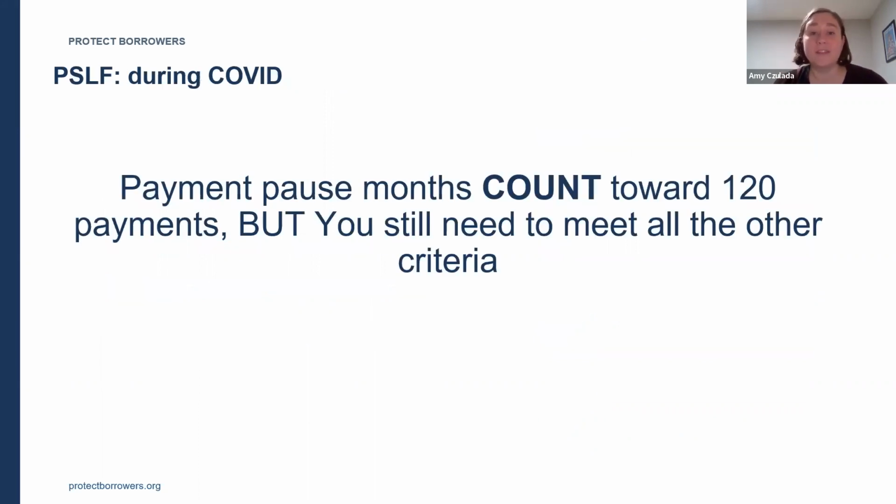So there have been some impacts of COVID on the Public Service Loan Forgiveness Program. The most relevant is that for those loans that are getting the payment pause, those that are owned by the federal government, each month of suspended payments counts towards PSLF loan forgiveness, towards the 120 total credits that you need. However, you still need to meet each of the other criteria, and the most relevant criteria is the public service employer.